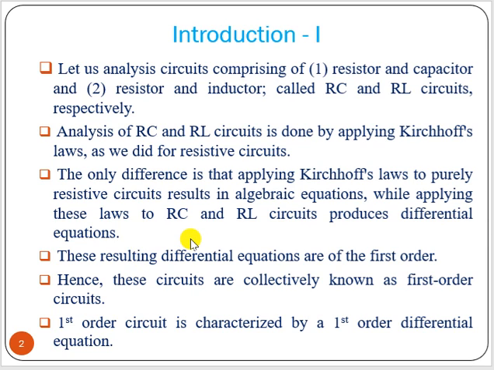Now, why is it so? I think you already know that for a capacitor, the current is C dV/dt. So dV/dt is the differential part, so it is called a differential equation. And for RL, V equals L di/dt. So again, here is a derivative of current, so this is a differential equation. The resulting differential equations are of first order. Hence, these circuits are collectively known as first order circuits, for RC and or RL.